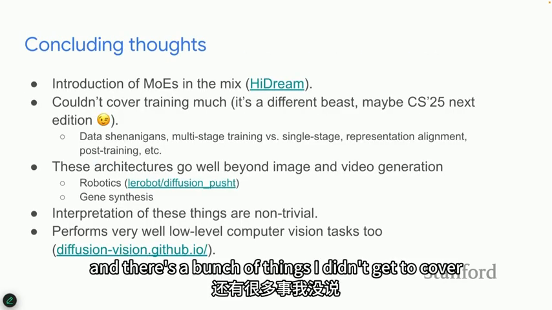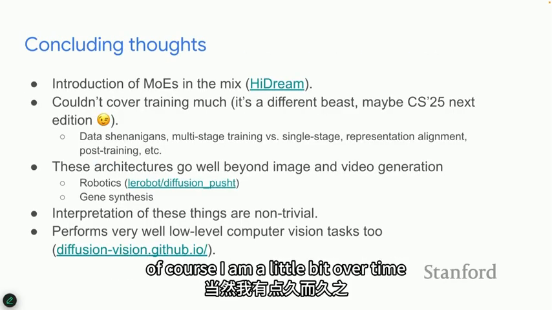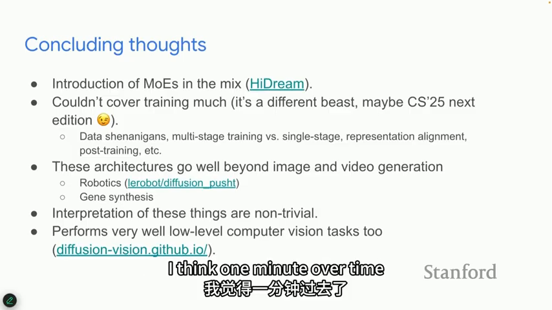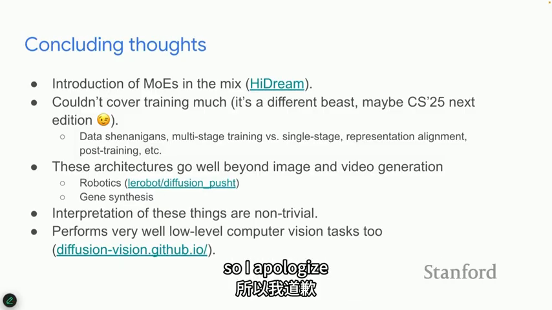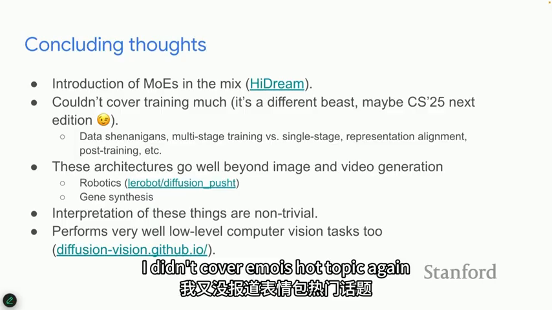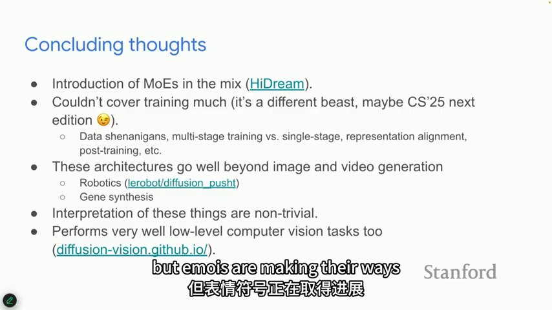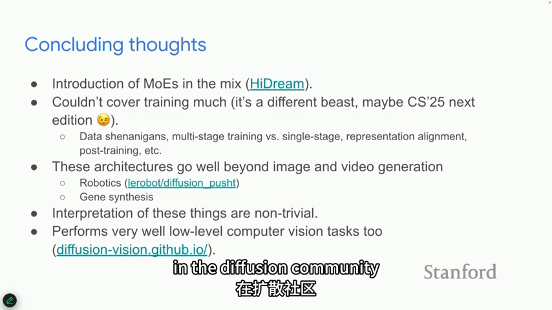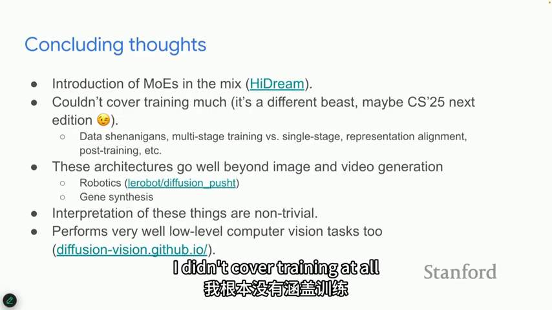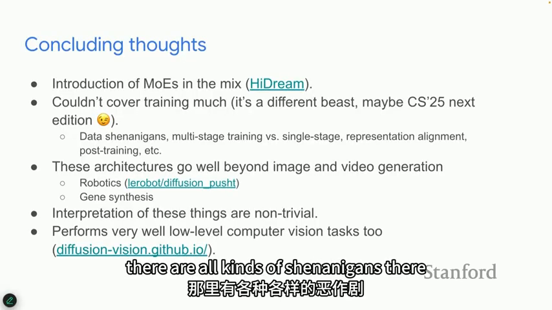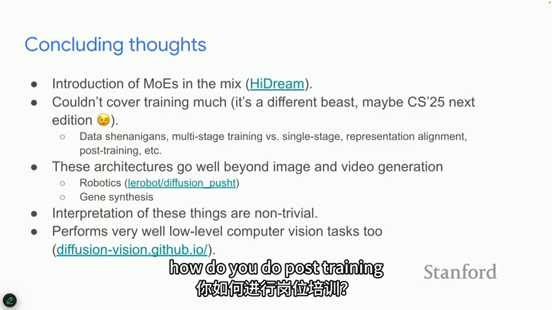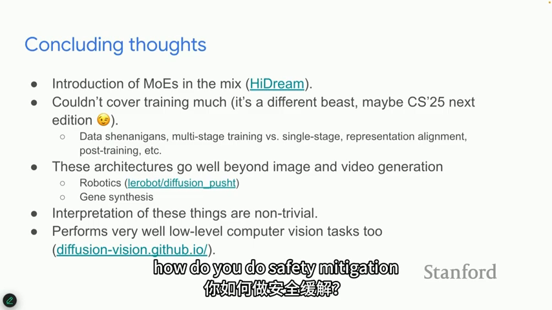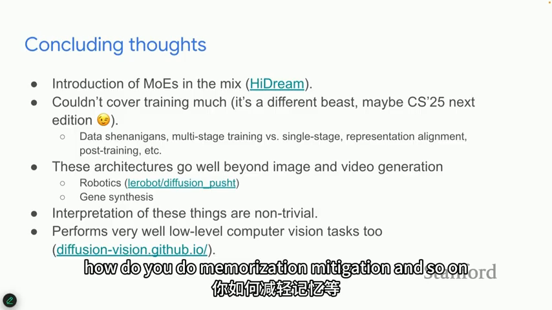And there's a bunch of things I didn't get to cover, of course. I am a little bit over time, I think 1 minute over time. I'm probably going to finish it in the next 1 minute, so I apologize. I didn't cover MoEs, hot topic again, but MoEs are making their ways in the diffusion community. It's called HiDream. I didn't cover training at all. There are all kinds of shenanigans there. How do you do data? How do you do alignment? How do you do post-training? How do you do safety mitigation? How do you do memorization mitigation and so on?